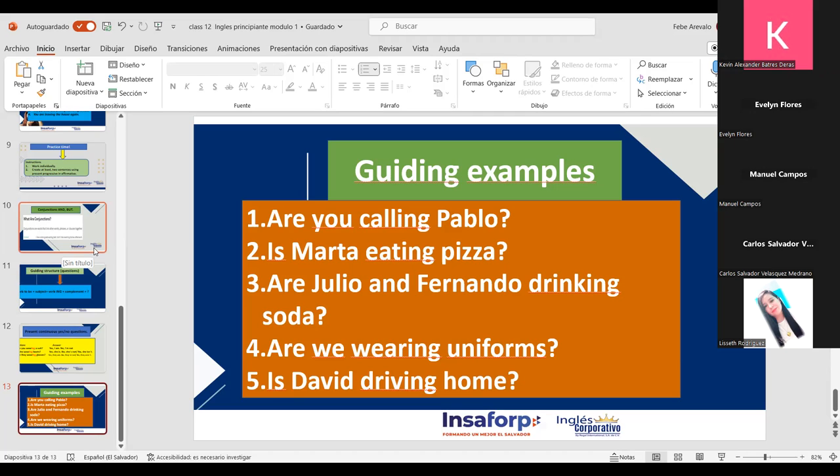Are we wearing uniform? Is David driving home? Right, repeat after me, uniforms. Uniform. Excellent, thank you, right? So in this ones, we are using the complete structure. En estas estamos utilizando la estructura completa. There are no misses, no hay nada que haga falta aquí. And if you have any questions, now is your moment. Si hay preguntas de cómo hacer las preguntas, ahora es un momento. Everything is pretty clear?